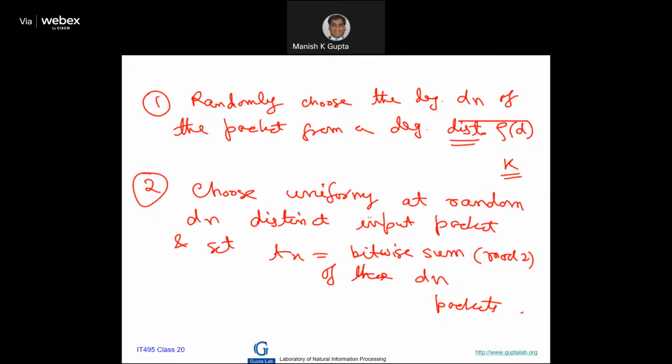And then we just encode: tn is the bitwise sum modulo 2 of these dn packets, okay? The degree dn is chosen randomly, and the information packets that we pick up are also picked randomly, right? So how do we do this?